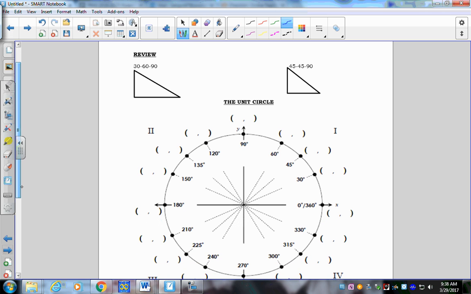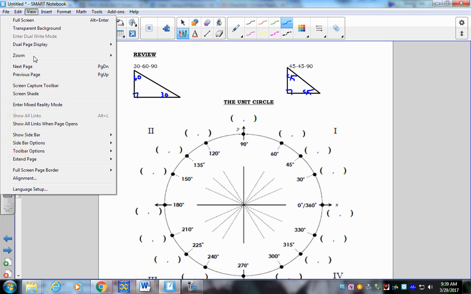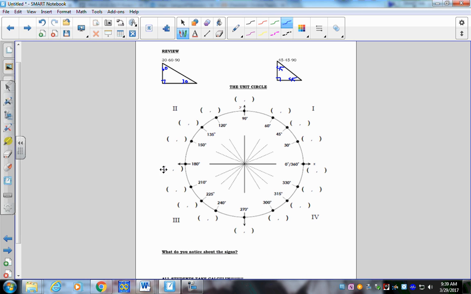So let's do a quick review of our 30, 60, 90 because we need those numbers moving forward. While I'm shrinking the window here, what I would like you to do is write down your trig ratios for those two triangles. You need to know those. That is a non-negotiable. You need to know those trig functions. All right, so what is across from the 30-degree angle? It is 1. What is across from 60? Radical 3. Across from 90 is 2. You need to know those. 45s are 1, 1, square root of 2.